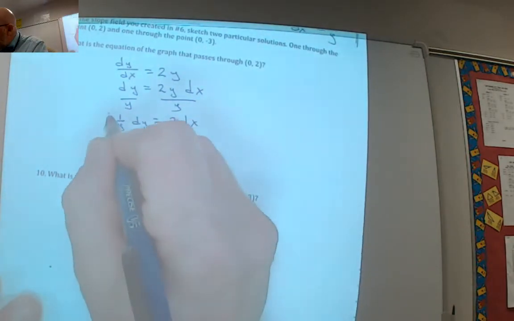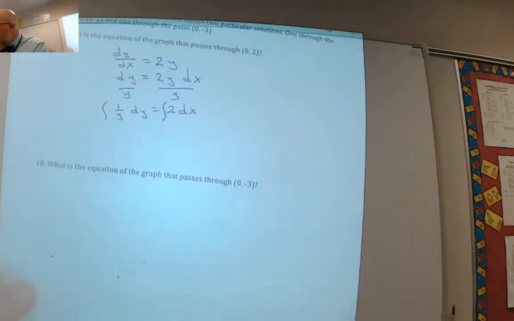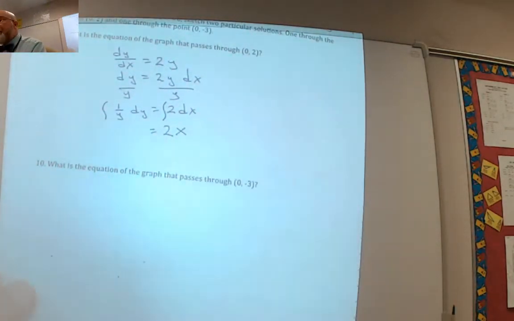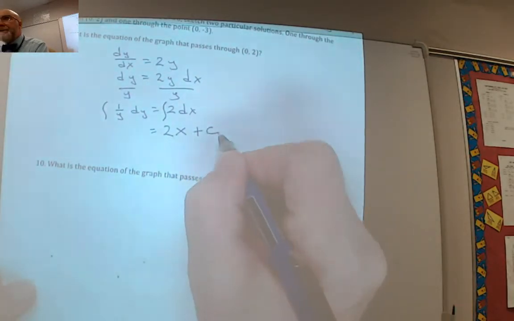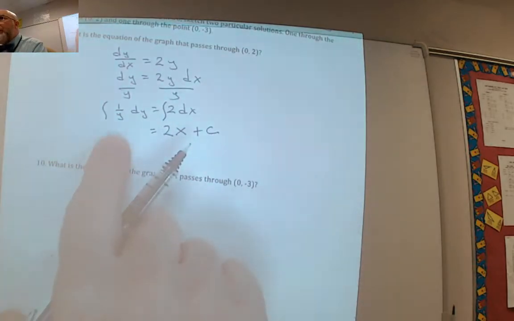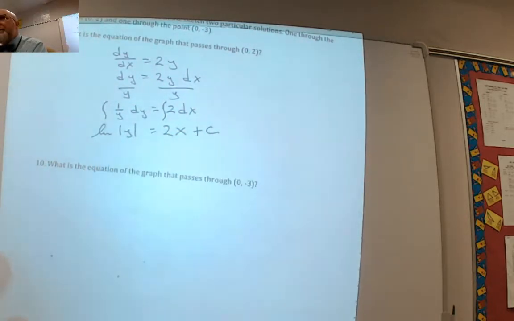So now what I'm going to do is integrate both sides. The antiderivative to this is 2x plus c. The antiderivative of this, does anybody have an idea? I think I'm hearing natural log. If you're saying natural log, you're saying the right thing. It's going to be the natural log of y.